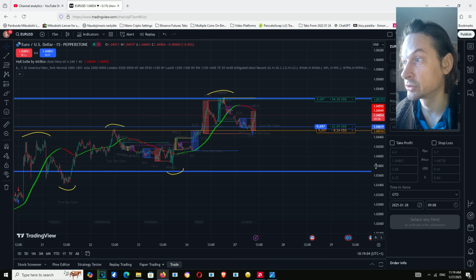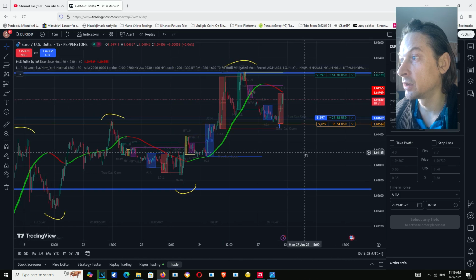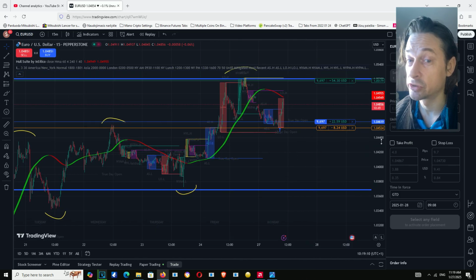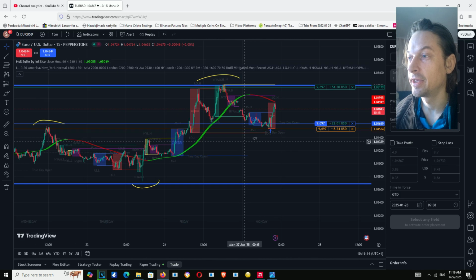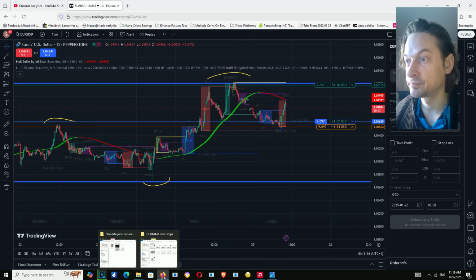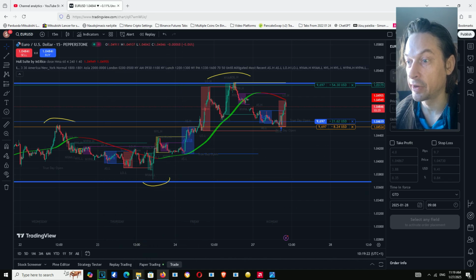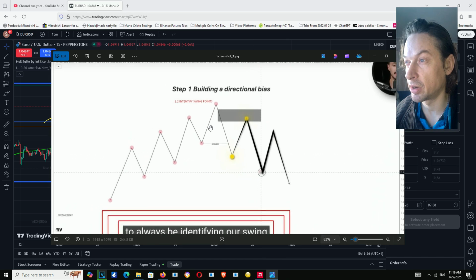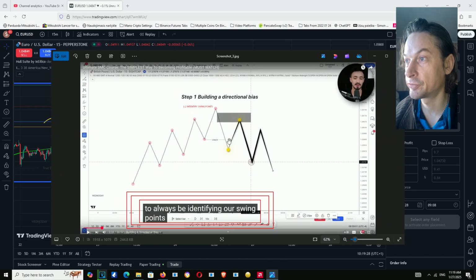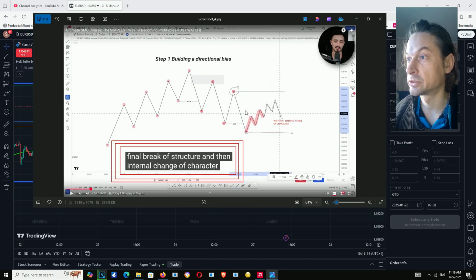I took a trade at this point, and I am in profit right now. But this is a demo trade, so don't get excited. Me neither. And so what we identified with our swing points is that the directional bias is going up. All right, what's the next step?